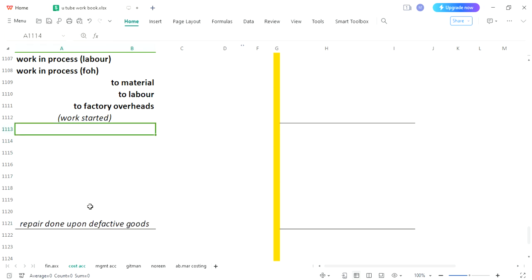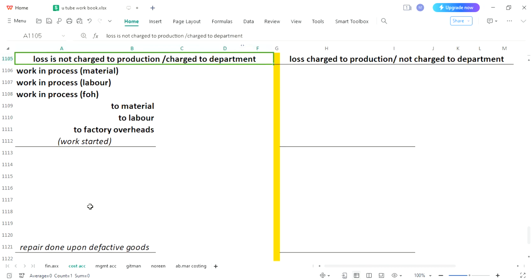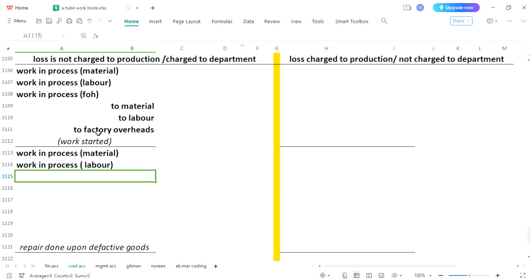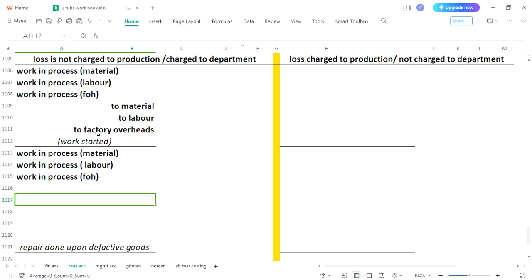What you have done? In the first entry, you started your work in process. Some number of units were damaged, and you repeated the same procedure. You again started your work in process upon that damaged product. You put some new raw material, and then work in process was started for your labor, and work in process was started for FH. I was saying that the same thing you did for the first entry you will be doing over here.